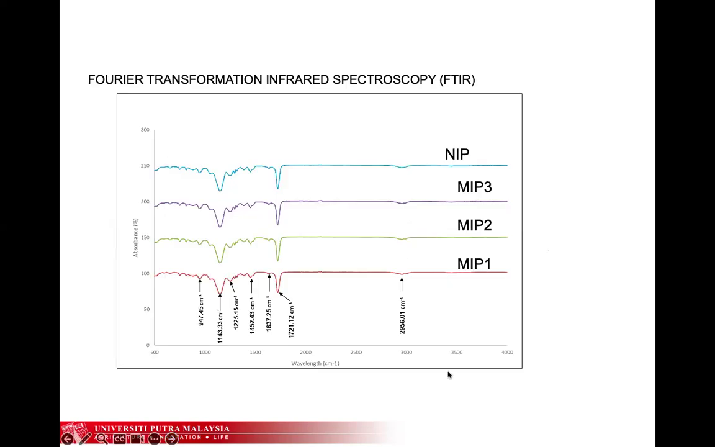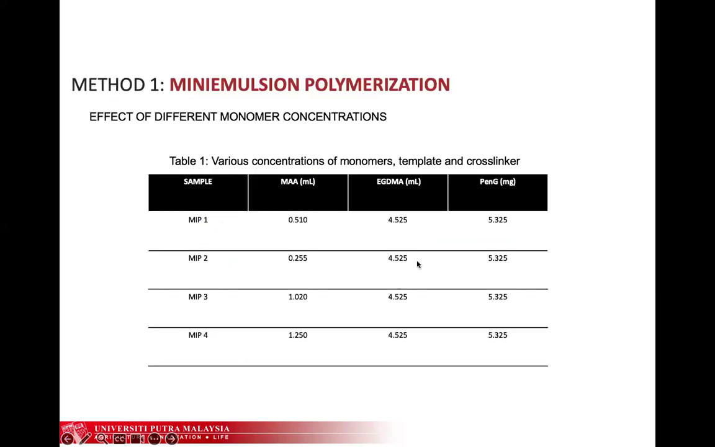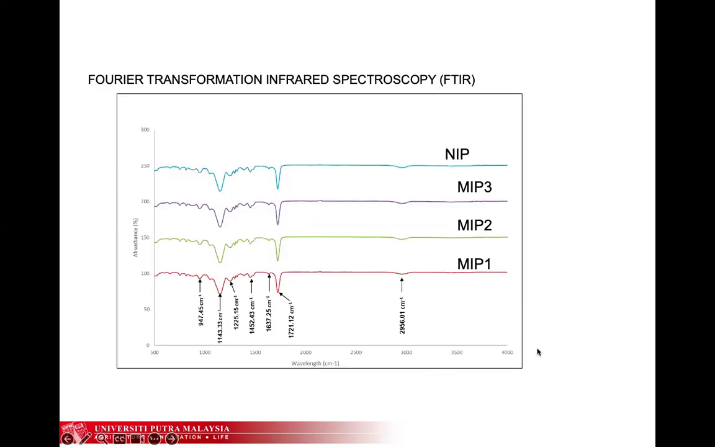Okay, the next one is to check whether the imprinting process happened or whether it was not successful. So we have to check. In order to do that, we polymerize a control. This is what we call non-imprinted polymer. It means that you polymerize the EGDMA and the monomer without the template. So it's like an empty polymer.